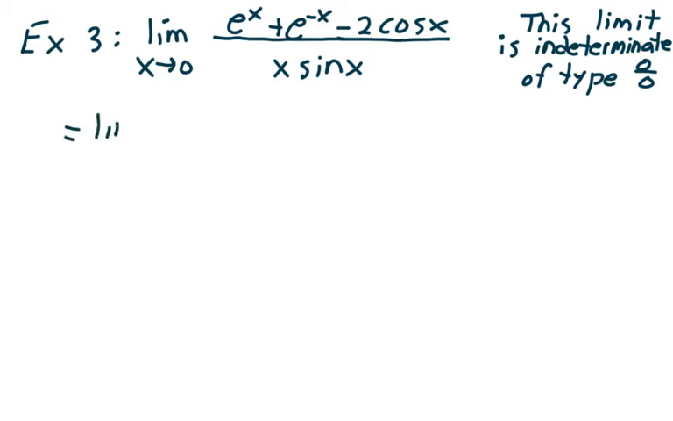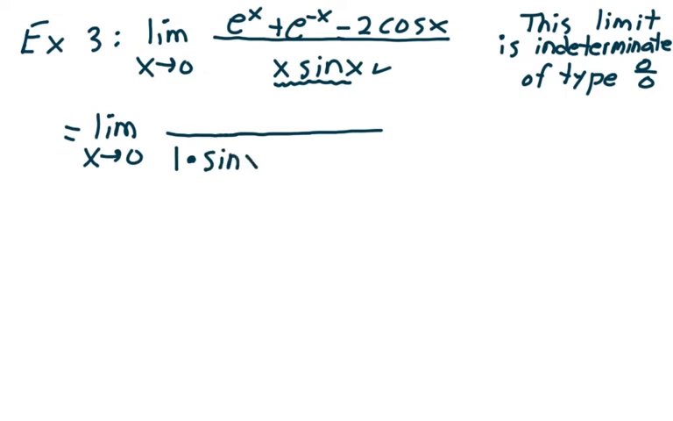And so this is the limit as x goes to 0. Now, if I take the derivative of the denominator, remember I have to apply the product rule here. The derivative of x is 1, so I'm going to take 1 times sine of x plus x, and then I'm going to multiply by cosine x.